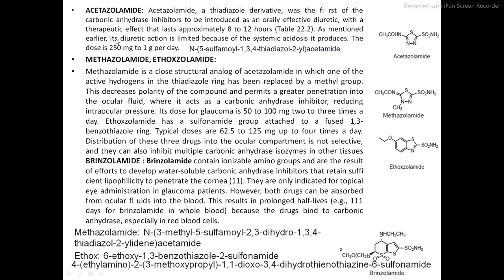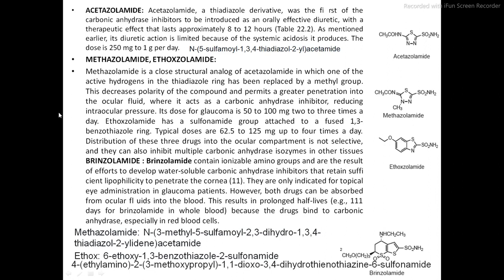Now the next one is methazolamide and ethoxyzolamide. Now this methazolamide is a close structural analog of acetazolamide. If we check the structure, there is only a little bit of difference. There is the absence of this bond, and the name is what? Methazolamide, means what? There is a methyl group additionally attached to the acetazolamide. So the methyl group is attached at this nitrogen, and there is a double bond over here. So the structures of methazolamide and acetazolamide look alike, only there are minor differences.